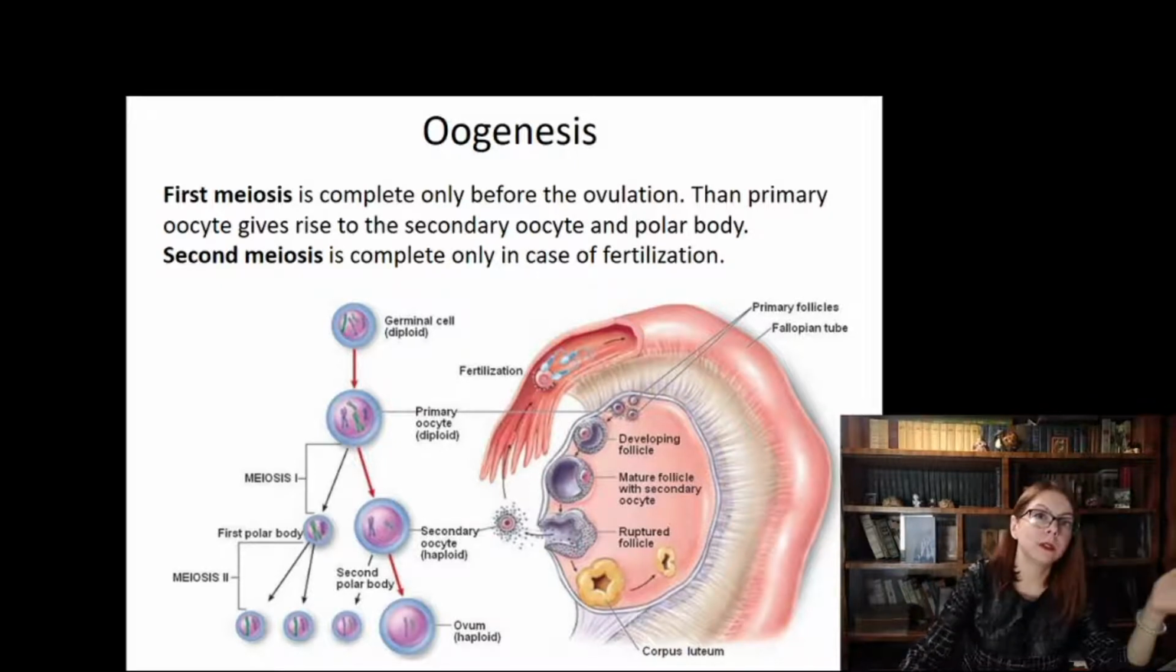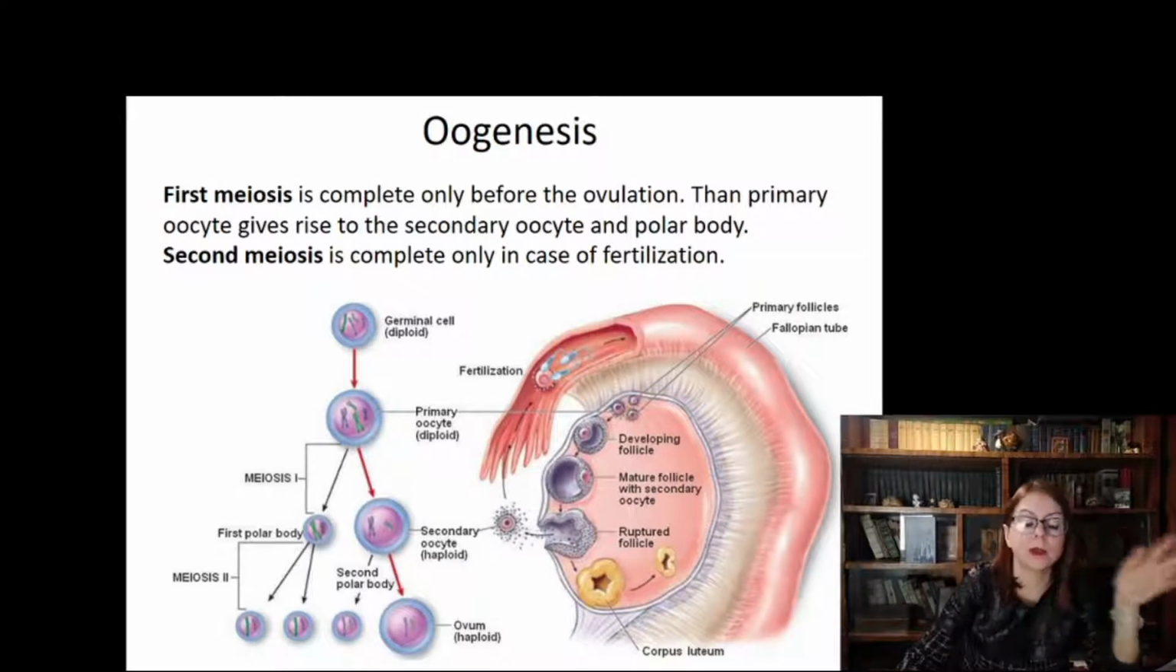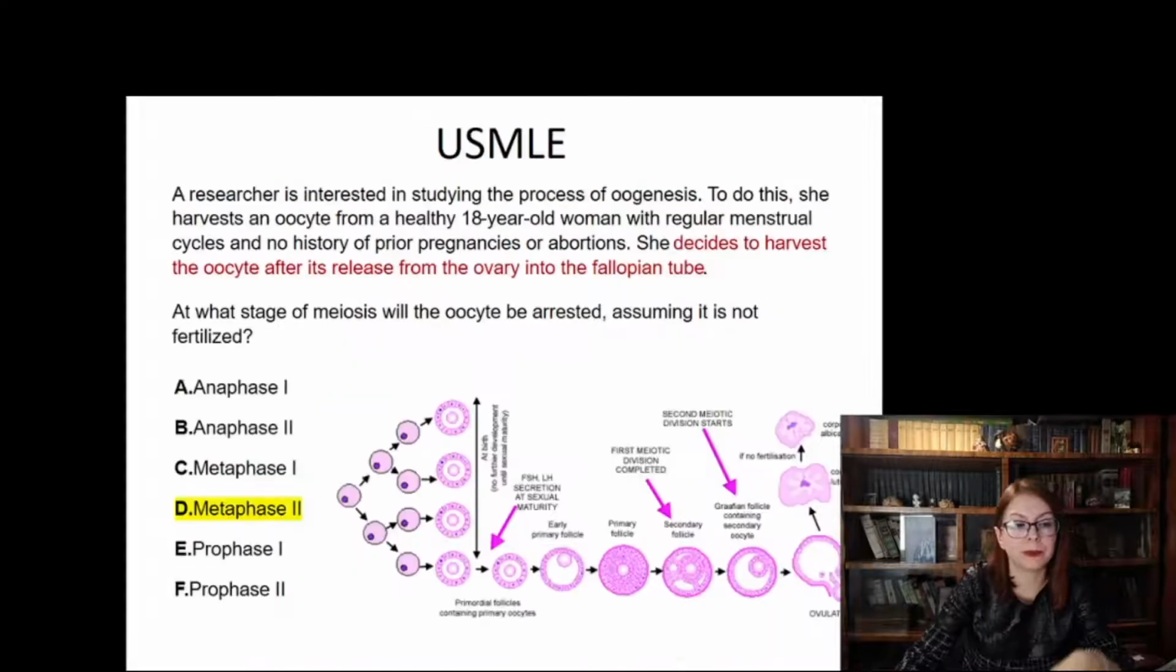And secondary oocytes appear only once in 28 days. Mature ovum only in case of fertilization. And such a rare event is not a real stimulus, is not important for the immune system to be activated like that. So there is no blood-ovarian barrier.